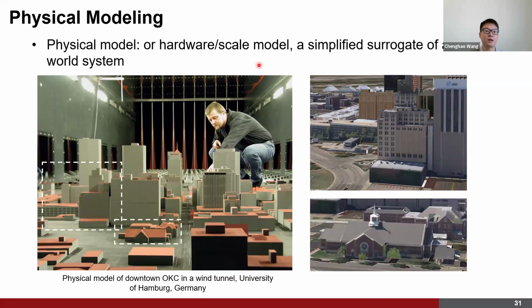In a physical model, we are representing buildings and other urban elements as scaled or simplified geometry. For example, this is a scale model of the real downtown Oklahoma City in a wind tunnel in Germany. This is a wind tunnel experiment following the 2003 Joint Urban field campaign. And you can see that we have replicates of buildings and this church as well.